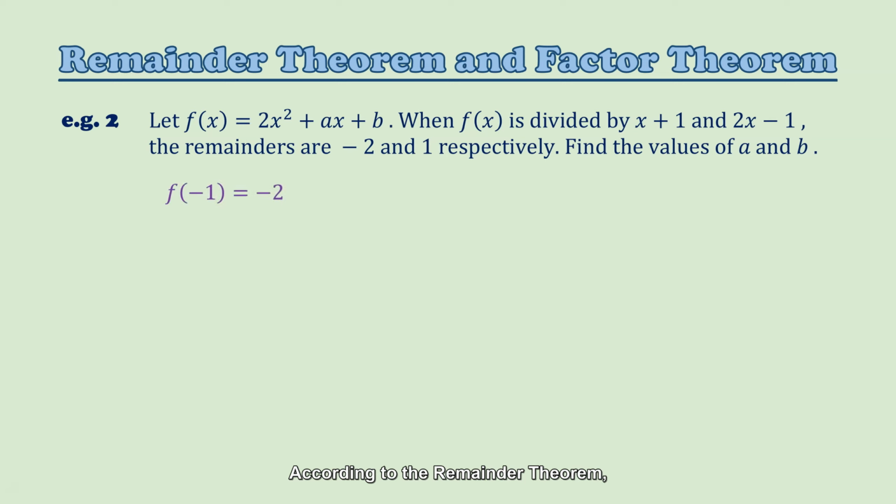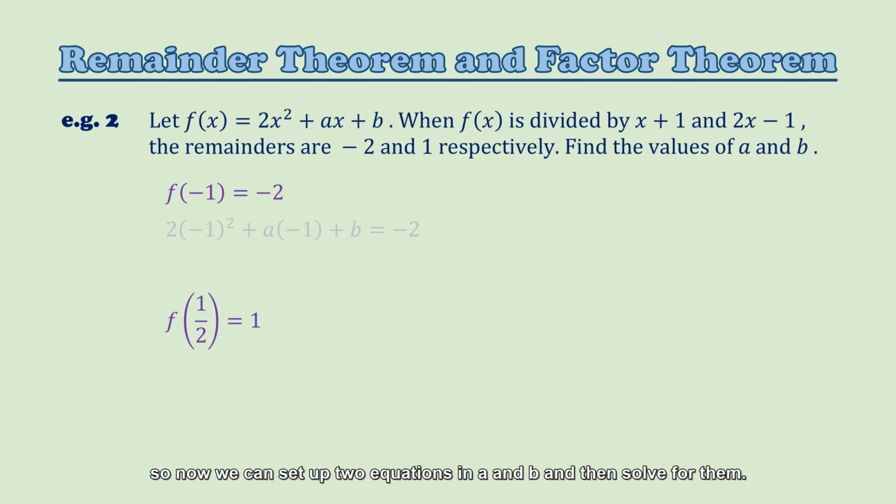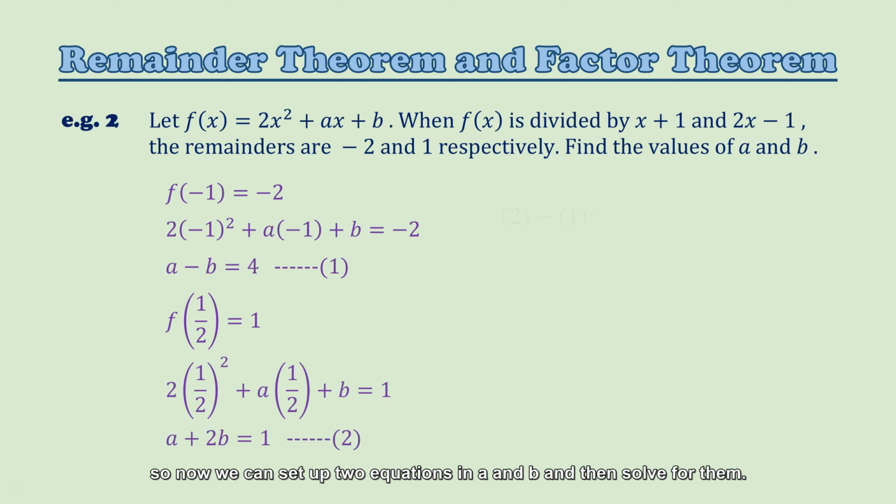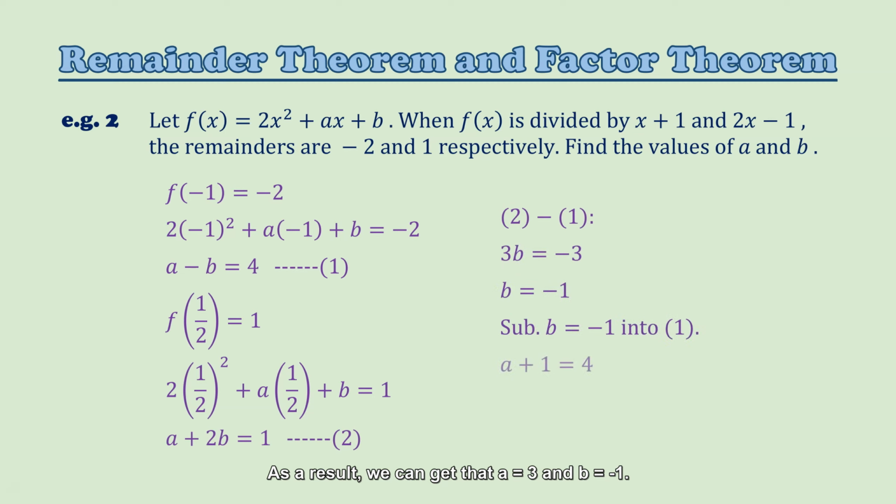According to the remainder theorem, the remainder when f(x) is divided by x plus 1 is just f(-1). And the remainder when f(x) is divided by 2x minus 1 is just f(1/2). So now we can set up two equations in a and b and then solve for them. As a result, we can get that a is equal to 3 and b is equal to minus 1.